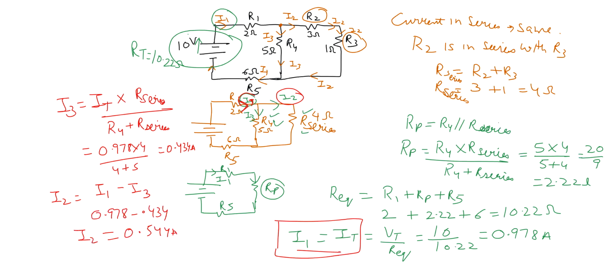I2 current was the current that flows through R2 and R3. We got I3 also, that flows in R4, and we got the current flowing in R1 as I1. I1 and I total are the same. So this is how you solve a simple circuit with one voltage source. That's a combination circuit. Thank you.